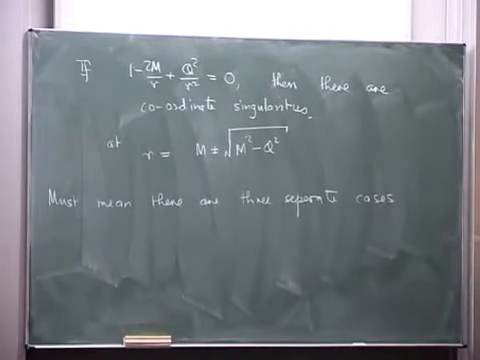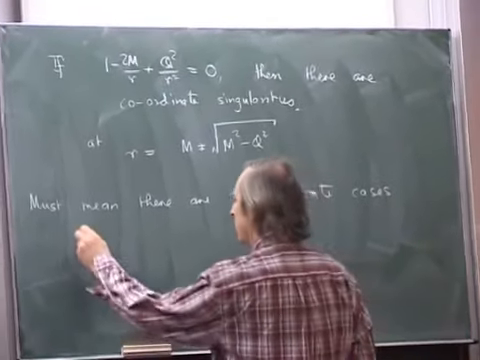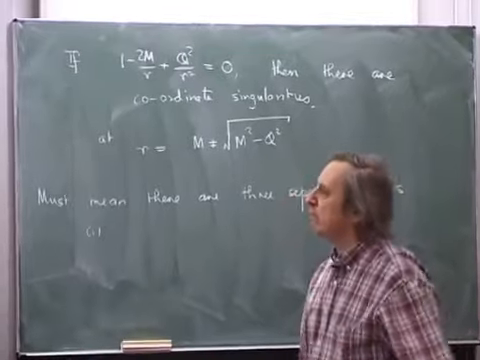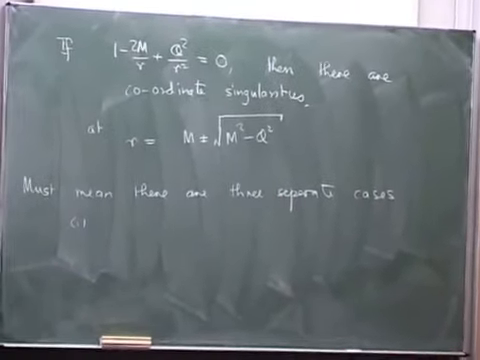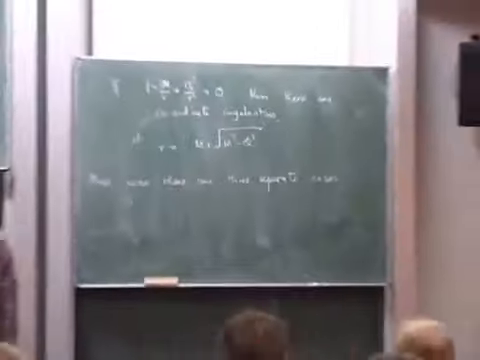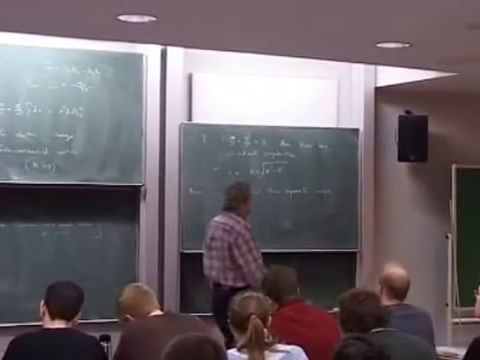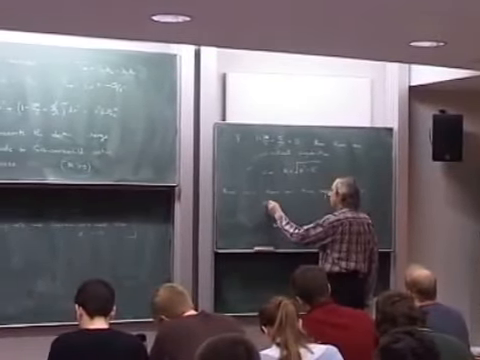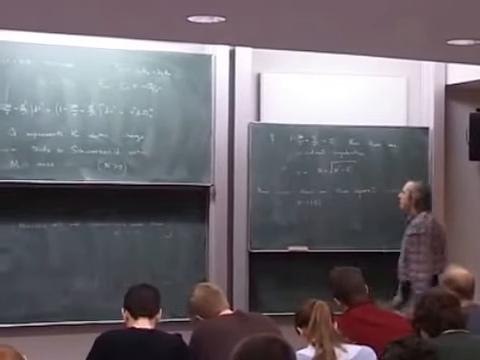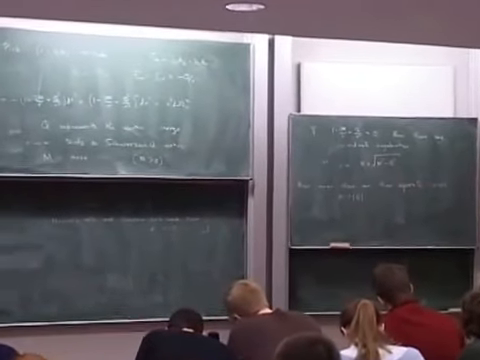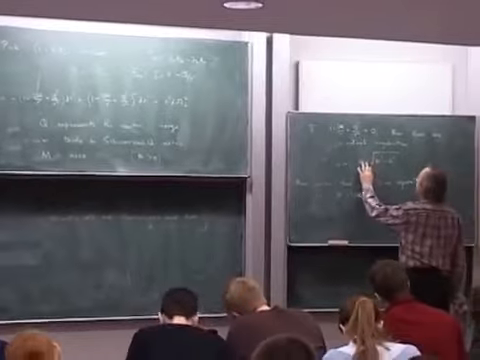Suppose that m is bigger than the modulus of q. I was going to take m to be positive, more about that later. Then there are 2 distinct zeros, which I'll call r plus and r minus.